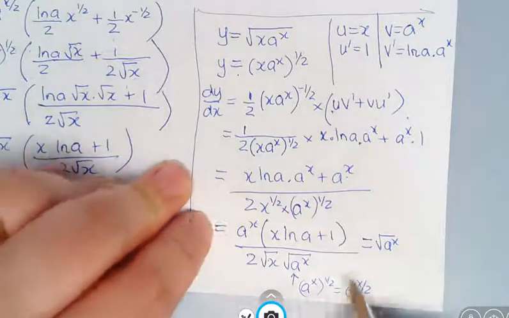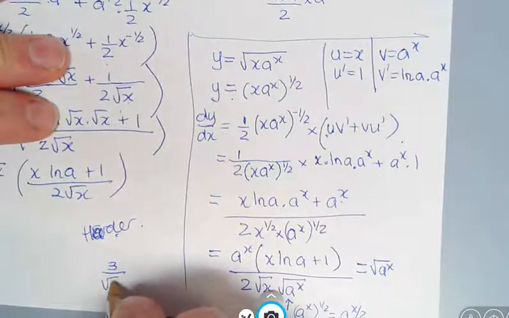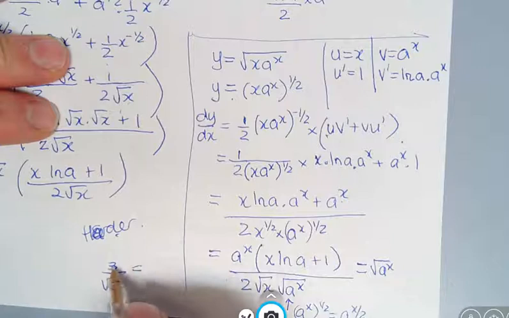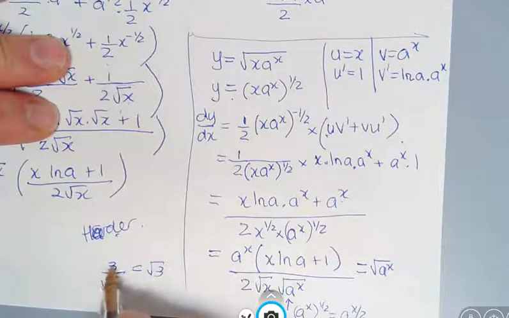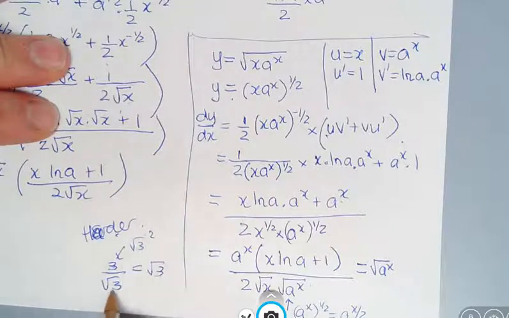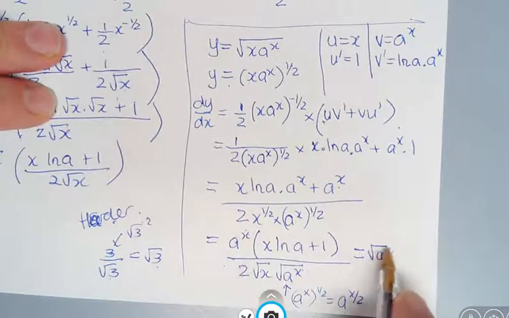Or, if you're finding that a bit tricky, for example, if I had 3 over root 3, so I've got something over the square root of itself. Well, 3 over root 3 we know is root 3, because 3 happens to be root 3 squared. So that's root 3 squared over root 3, which is just root 3. So this a to the x over the square root of a to the x simplifies to just square root of a to the x.